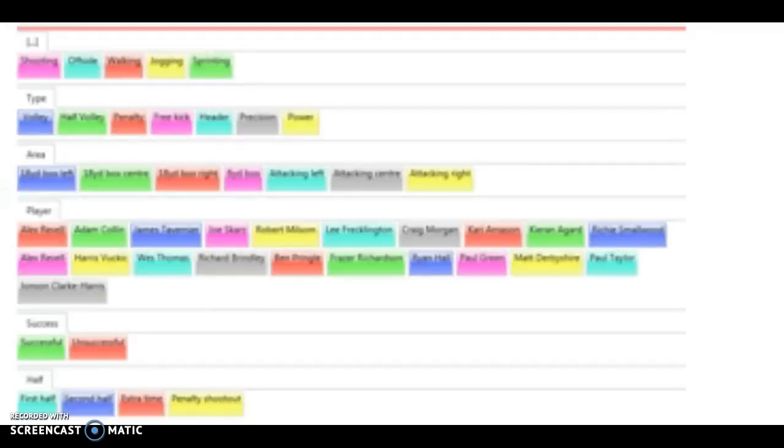So to design the notational analysis system to analyse the 2 games, I used a system called Dartfish, and this here is a print screen of the Dartfish buttons I used. What I'd do is wait for Rotherham to have a shot, offside, or to do the work rate of the player. I then choose the type of the shot, the area in which the shot was taken, the player who took the shot, the success of the shot, and then the half that the shot was taken in.